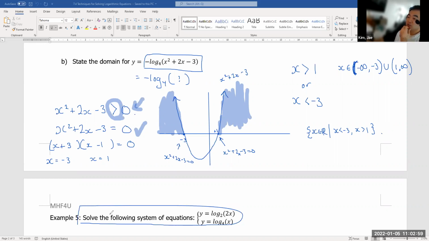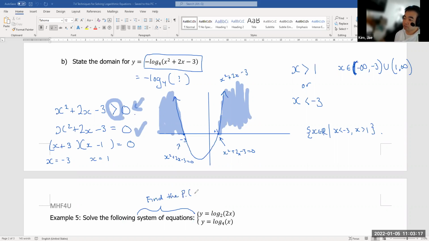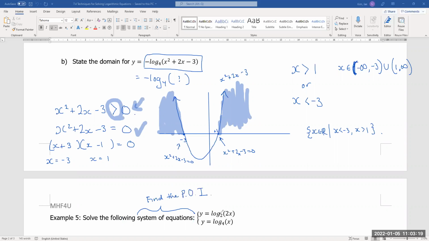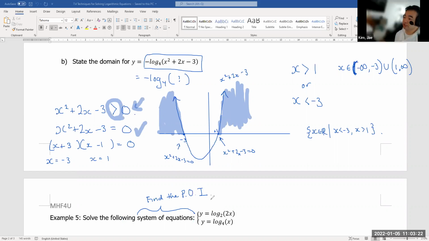This will go back to your knowledge in grade 10. The very first thing you learned in grade 10 is, what does it mean to solve a system of equations? Another way you can say that is, find where they intercept. Find the point of intersection.